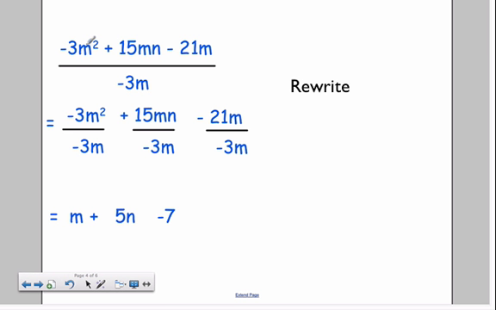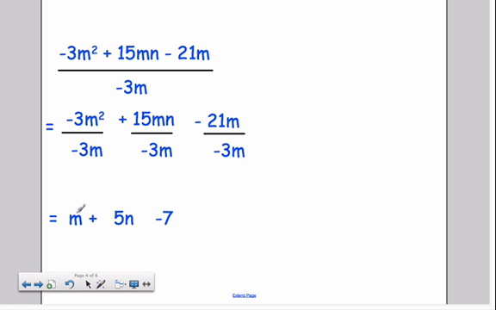We're going to rewrite every one of these: negative 3m squared over negative 3m, positive 15mn over top of negative 3m, minus 21 over 3m. Okay, and if we look down here, negative 3 divided by negative 3 gives you positive 1 over 1, which we don't need to write, and we ended up with no number in front.